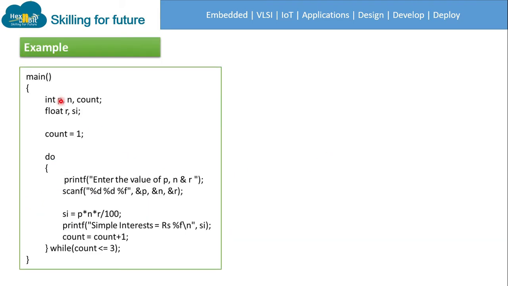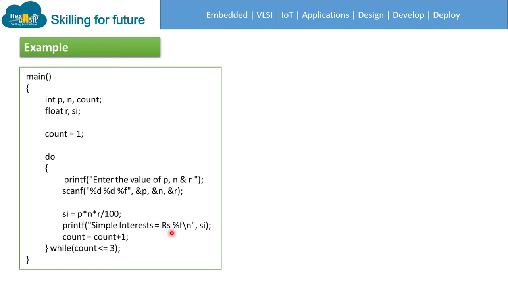Let's understand with an example. You can see the same example that we performed using the for loop and while loop. The same functionality can be defined using the do while loop. In the main function, the same variables have been defined, and there is an initialization of count to 1. Now the do while loop's body starts, and within it we print the same message to enter the values of p, n and r, and we read the values and store them in these variables.